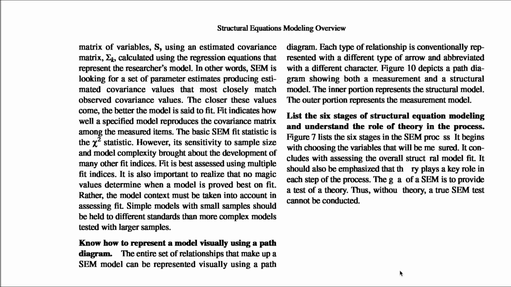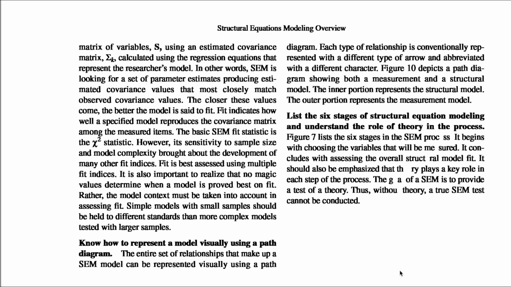Next, how to represent a model visually using the path diagram. The entire set of relationships that make up the structural equation model can be represented visually using the path diagram. Each type of relationship is conventionally represented with a different type of arrow and abbreviated with a different Greek character. Figure 10 shows an objective and path diagram of both the measurement and the structural equation model. The inner portion of the representation represents the structural model. The outer portion represents the measurement model.